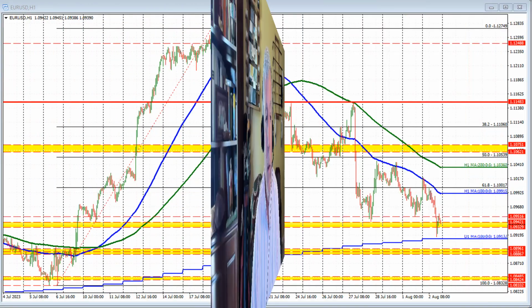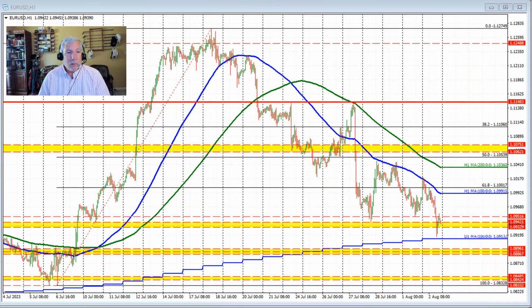So let's get started. I'm going to focus mostly on the technicals and start off by looking at the euro versus US dollar. And as you can see here, the initial move to the upside in the early Asian session, that was off the Fitch announcement of the downgrade of US debt. So the price moved up to retest the 100-hour moving average.